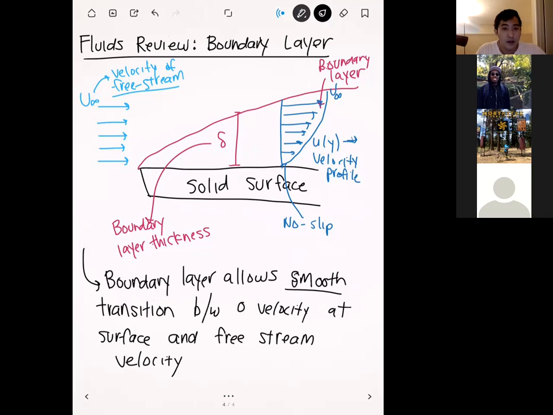The fluid can't just make a sudden jump. It can't go from zero and then all of a sudden be at u infinity. There has to be some kind of transition zone in between, and that's exactly what the boundary layer does. Throughout the boundary layer, as you go farther away from the surface, you see fluid particles that get successively faster. All right, any questions on this?